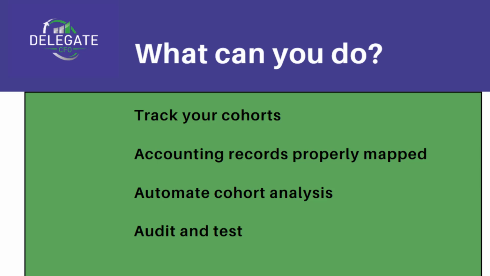And then obviously automate the cohort analysis, and then get that automation flowing through a monthly dashboard. This should be updated monthly with your forecasts and your other KPIs. And audit and test. Please audit and test. I've seen several times where it got set up, but then a new account came in, an account got deleted, and the mapping got messed up, and the analysis was not correct.